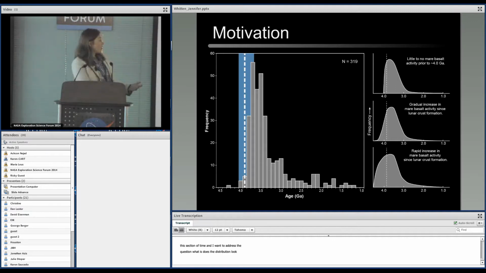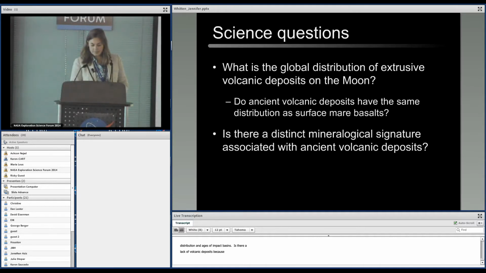years ago? Is there a lack of volcanism during this time in lunar history? Was there a slow gradual increase, or was there a lot of volcanic activity during this period of time? I want to address this by thinking about the distribution and ages of impact basins. Is there a lack of volcanic deposits because they weren't there, or because they're being covered up?